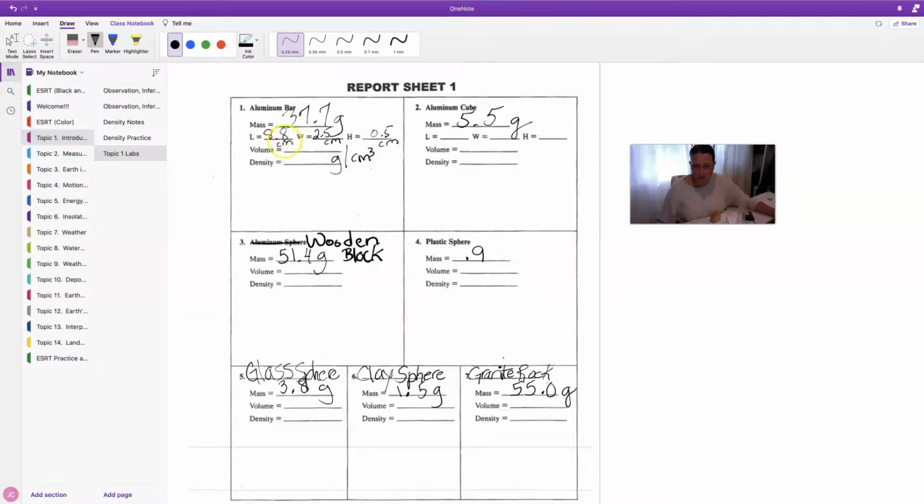So again, once you multiply 1, 2, 3, multiply them out, get your volume, and then you'll do 37.7 divided by your volume to get your density. Okay? Aluminum cube is done the same way.